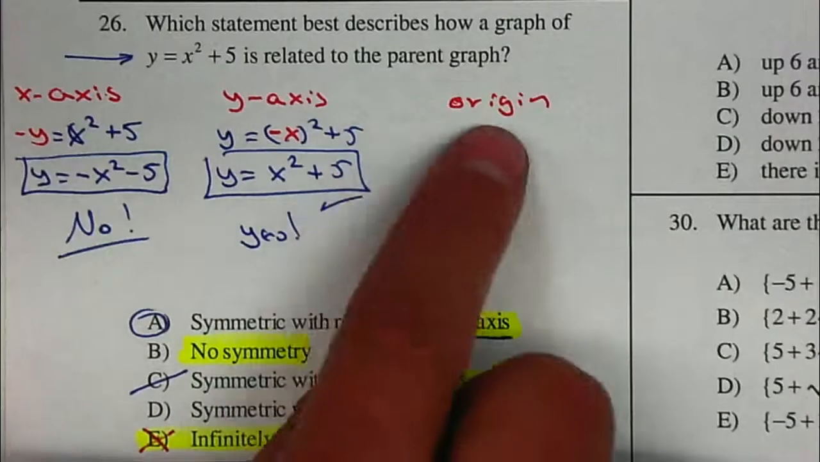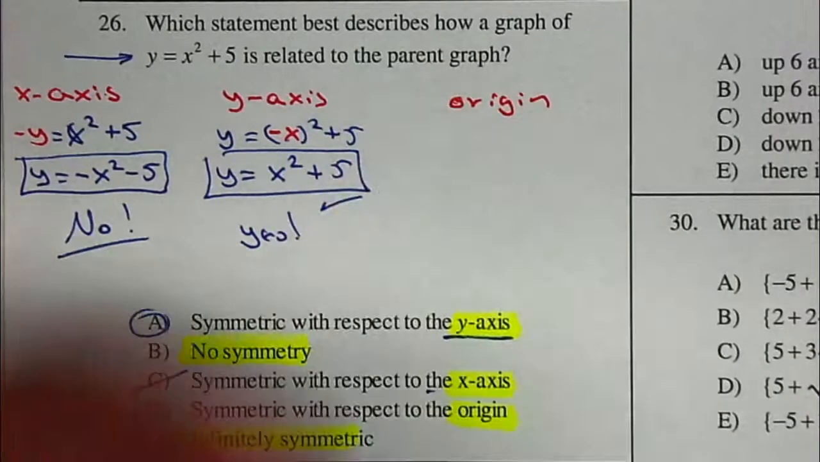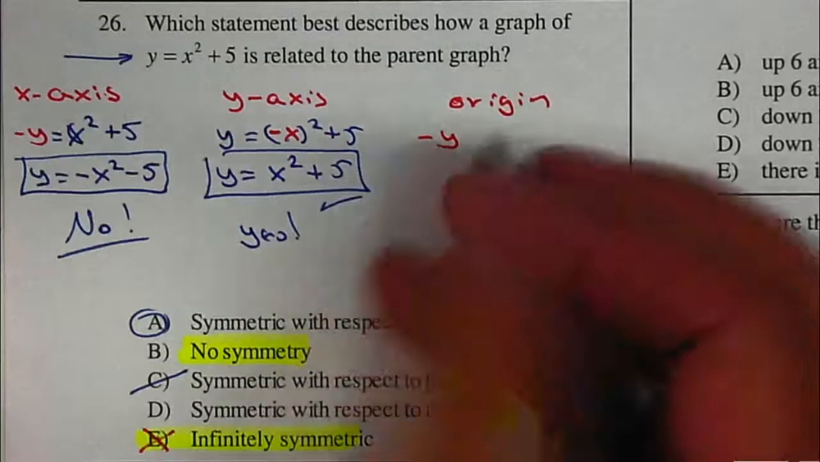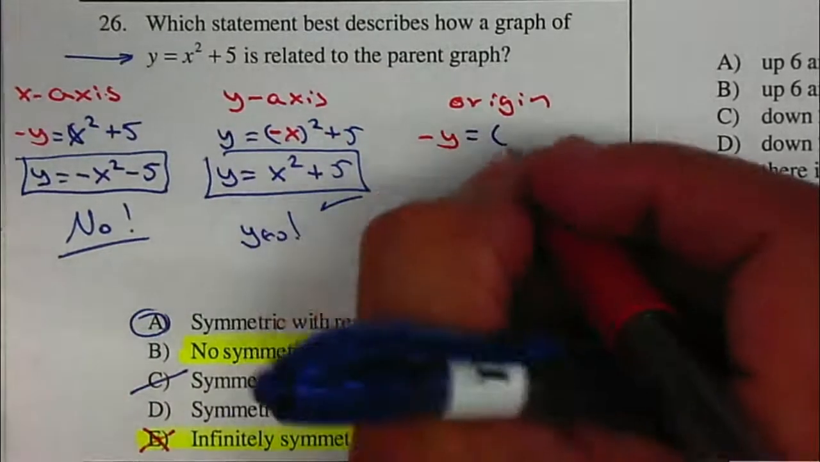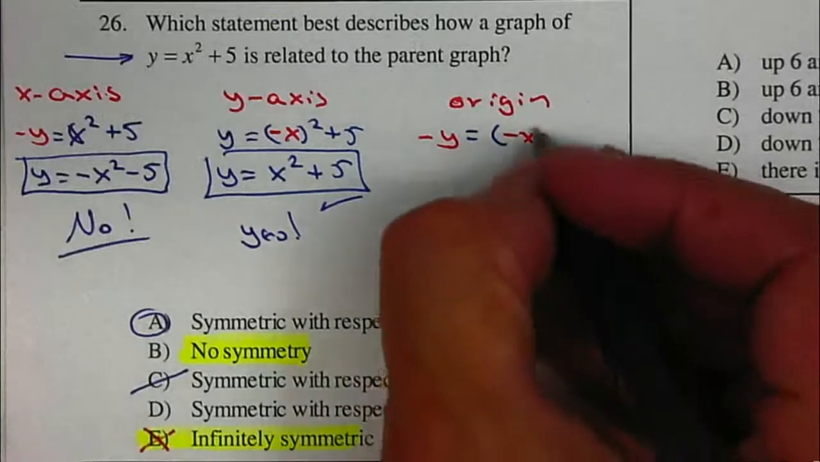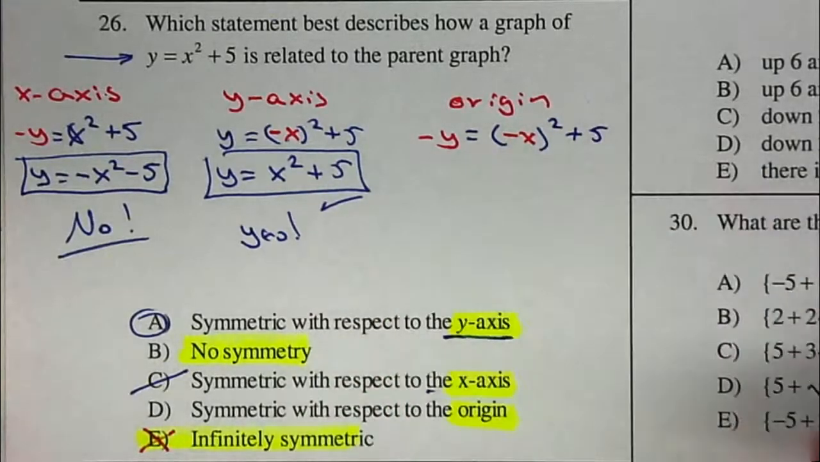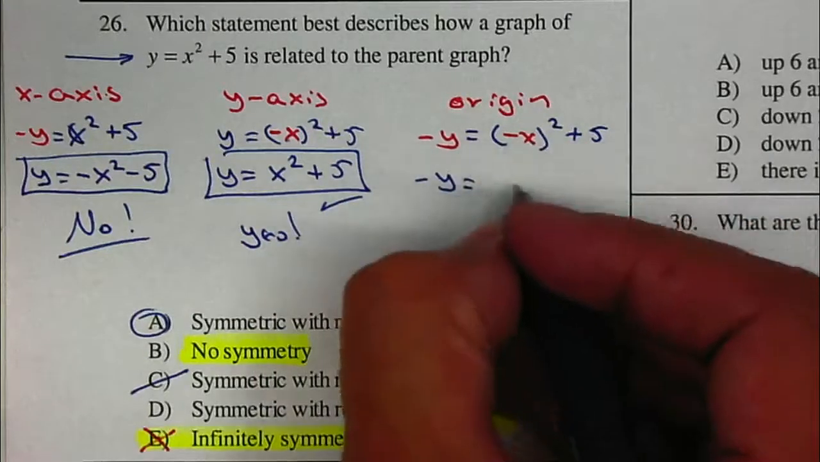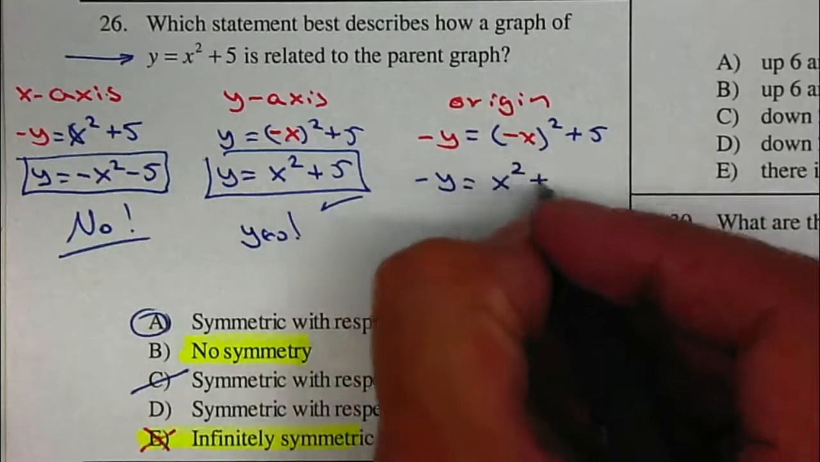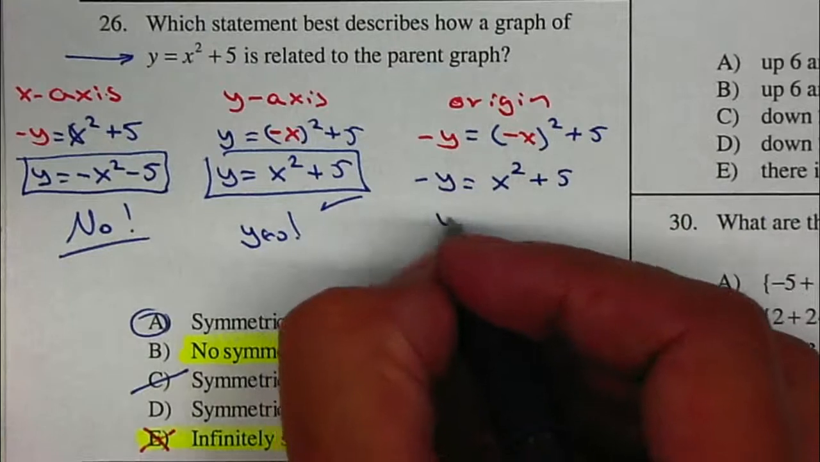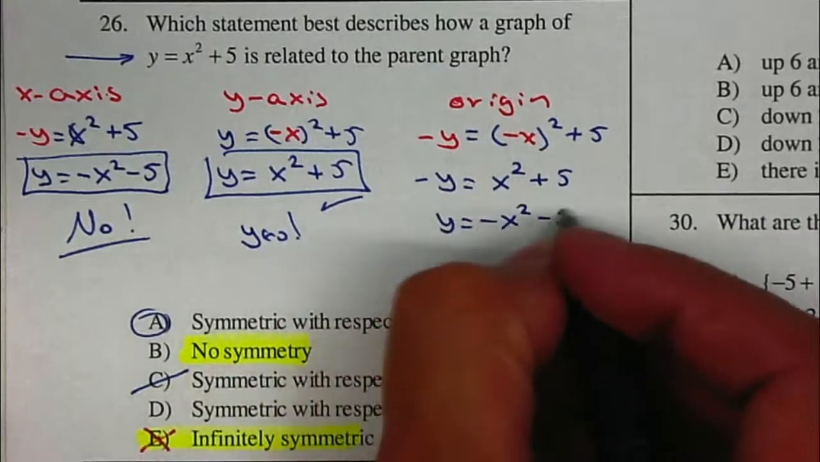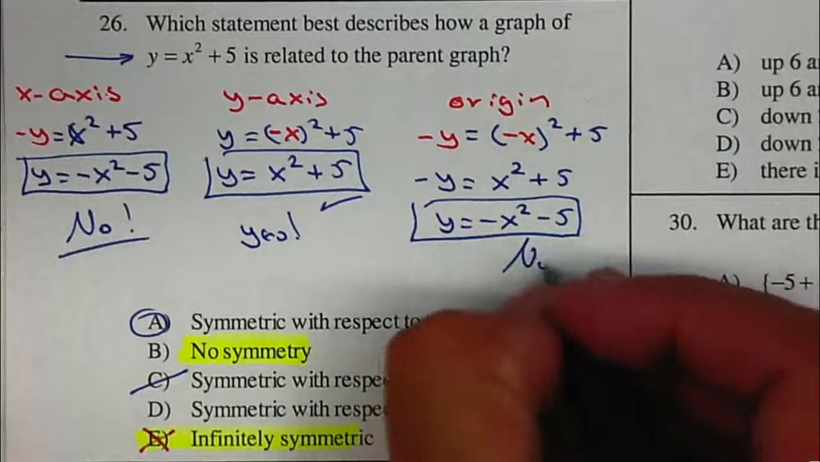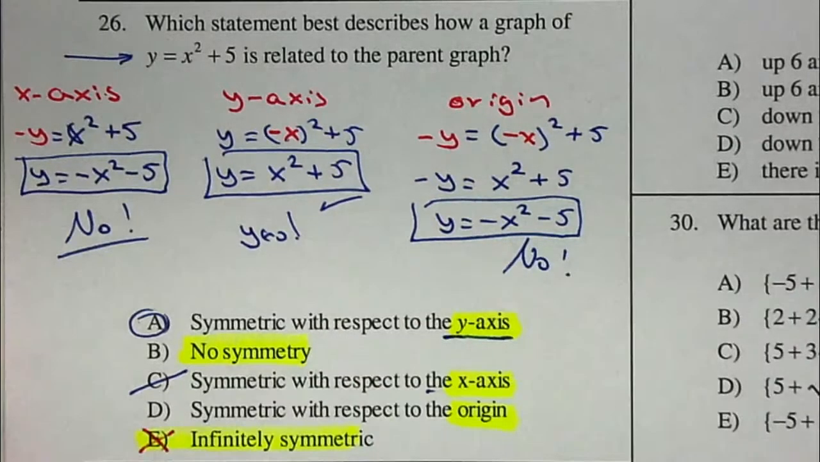To determine if it's symmetric to the origin, we need to switch the y and the x. So the y will become a negative y, and the x will become a negative x. And from here I'm going to simplify, so it gives me a negative y. Negative x squared is negative x times negative x, which is x squared plus 5. I'm going to divide by negative 1, y equal to negative x squared minus 5. Is it the same thing as what we started with? No. So therefore your only answer is letter A.